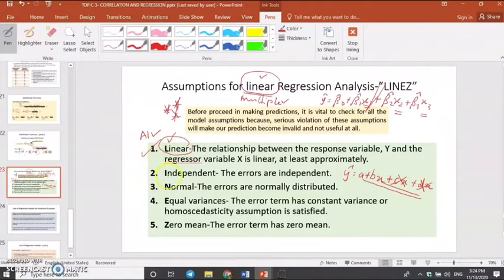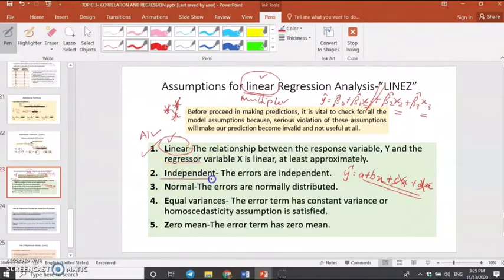And then the second one is independent. So for linearity, you just assume based on your result, in either a graphical or non-graphical way, which is by scatter plot or by using the R value, which is the coefficient of correlation. So the second one is independent.